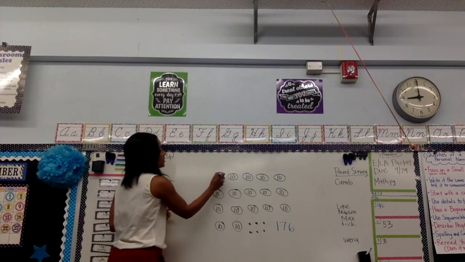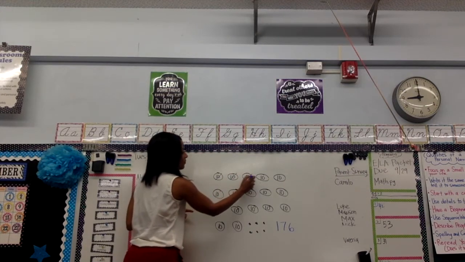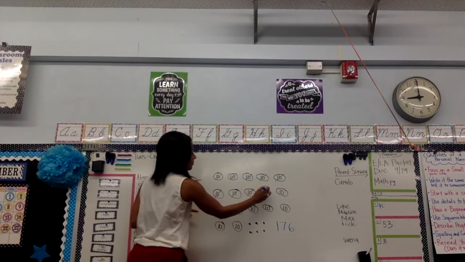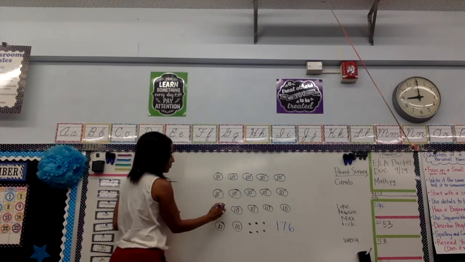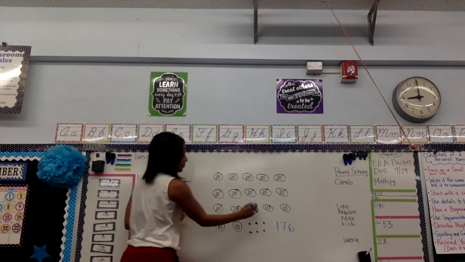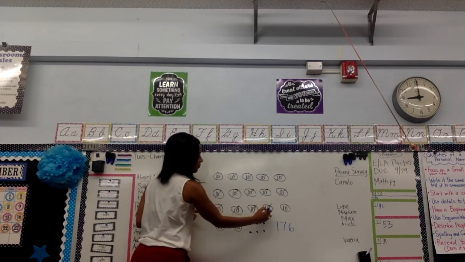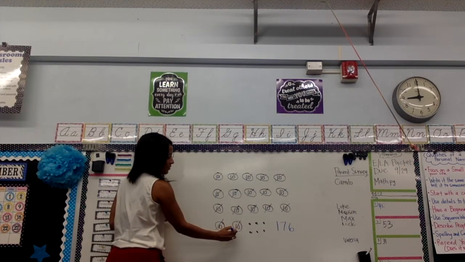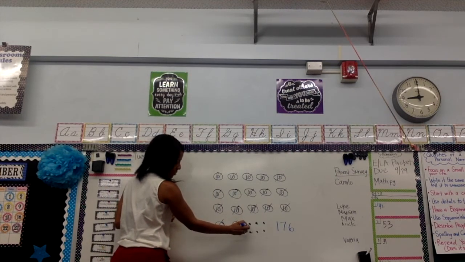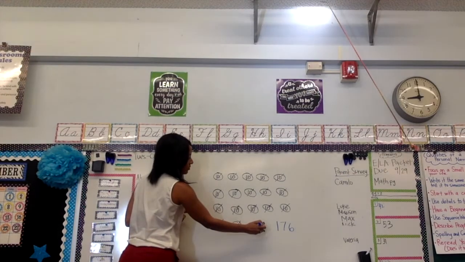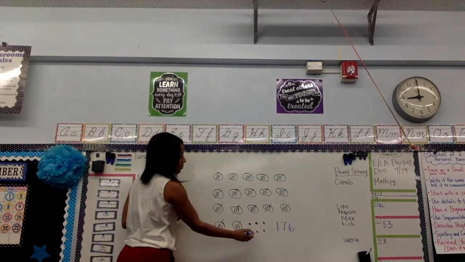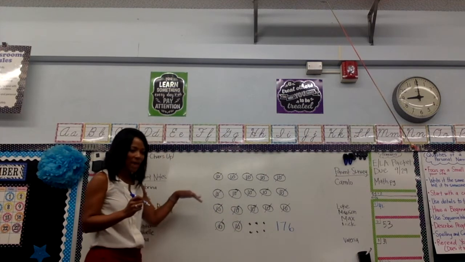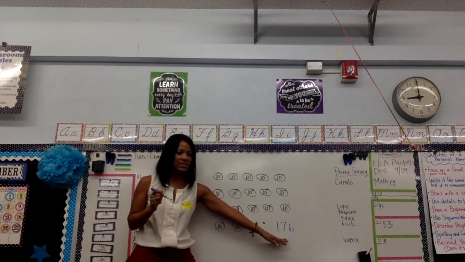Ready? Here we go. 10, 20, 30, 40, 50, 60, 70, 80, 90, 100, 110, 120, 130, 140, 150, 160, 170, 171, 172, 173, 174, 175. Beautiful. So we went back and we confirmed that there are 176.